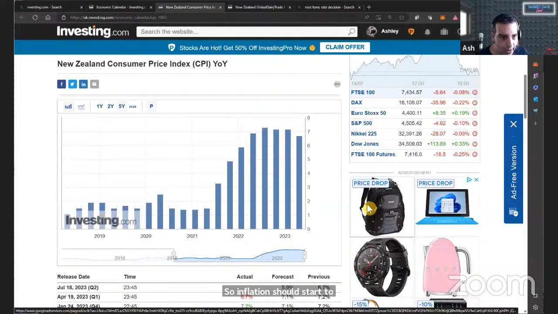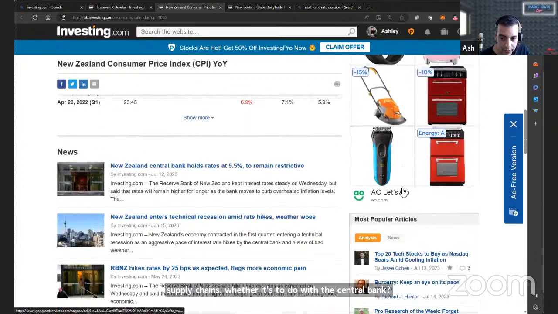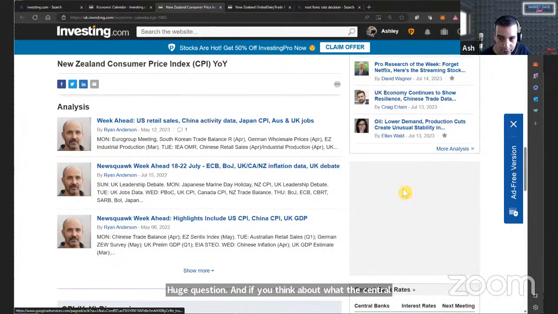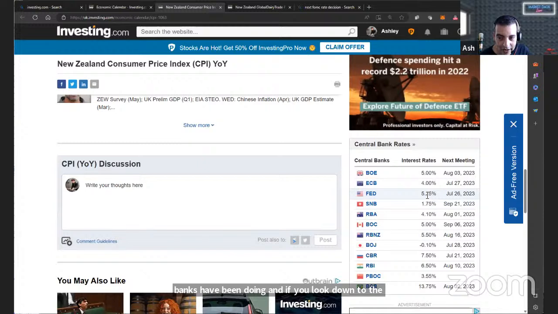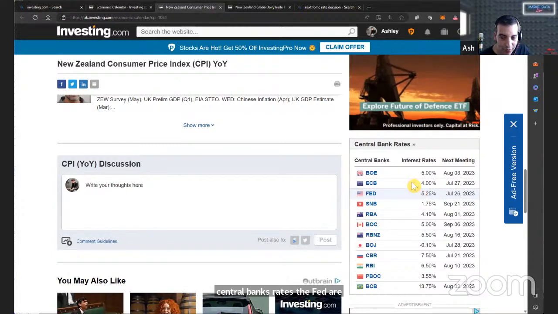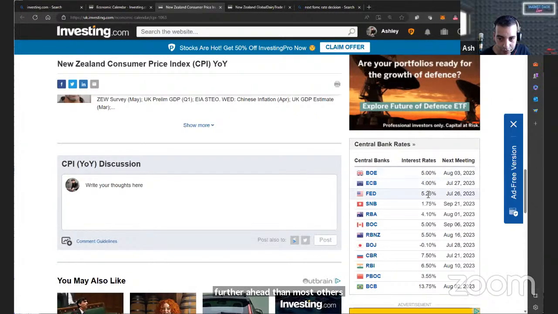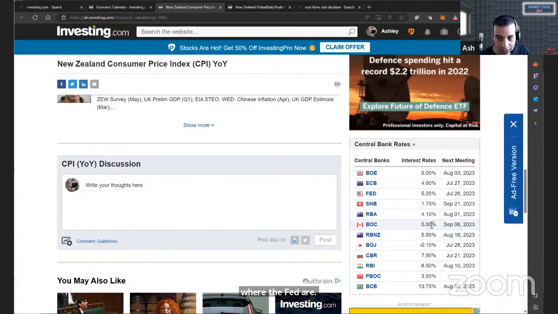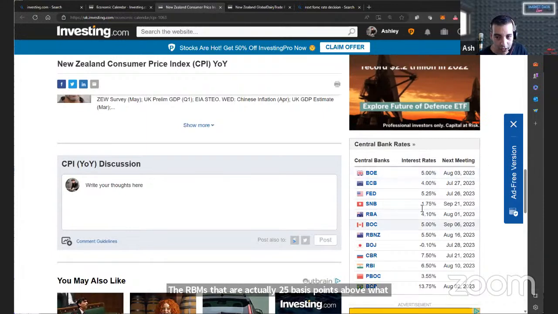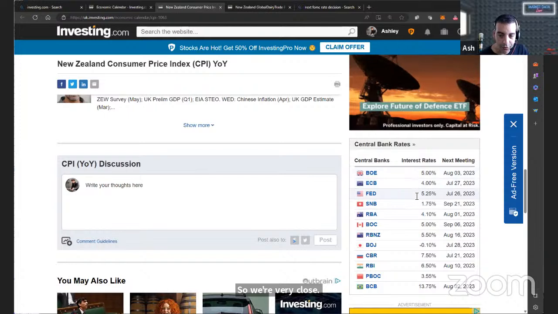Whether it's to do with the central bank, huge question. And if you think about what the central banks have been doing, and if you look down to the central bank rates, the Fed are not really any further ahead than most others. BOE is within 25 basis points of where the Fed are. The RBNZ are actually 25 basis points above what the Fed are, and the BOC are within 25 basis points. So we're very close. We got these tight ranges right now between the central banks.